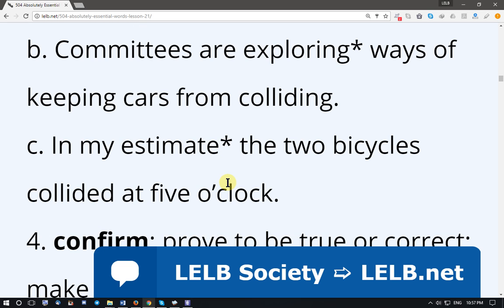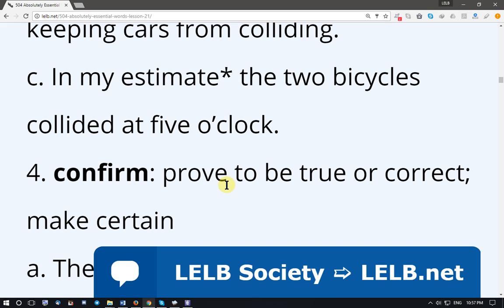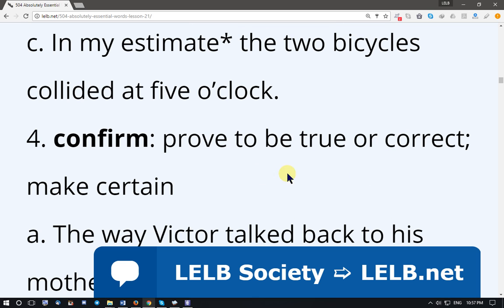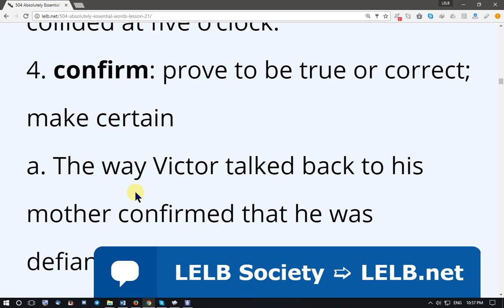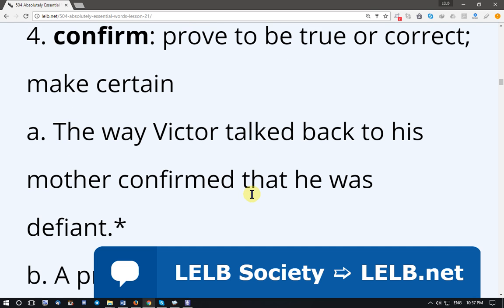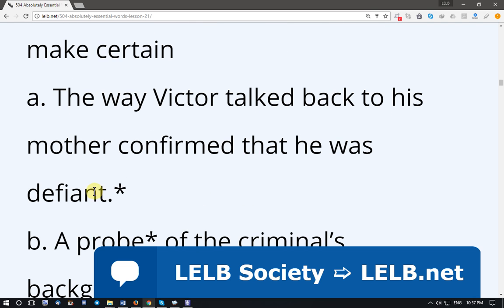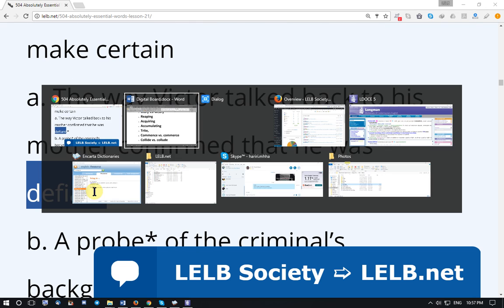Confirm. Prove to be true or correct. Make certain. Confirmation is the noun. Means verify. The way Victor talked back to his mother confirmed that he was defiant. Means disobedient.